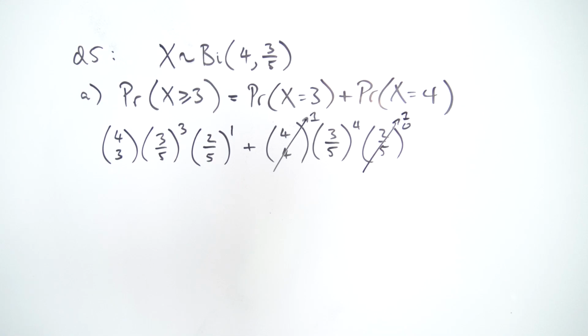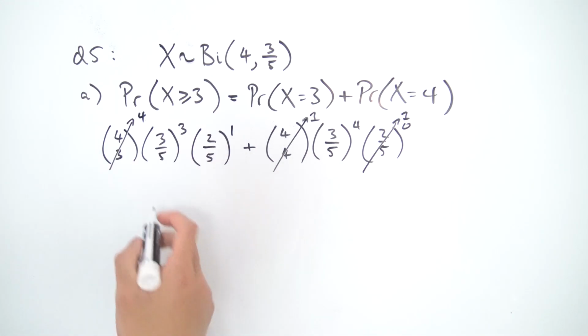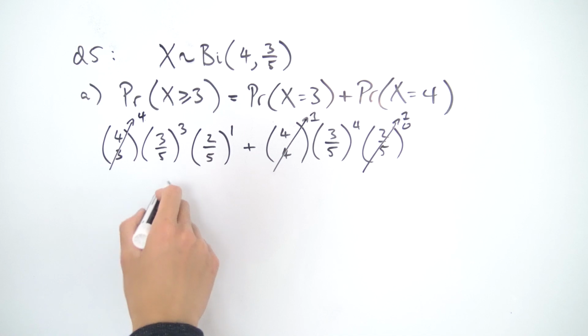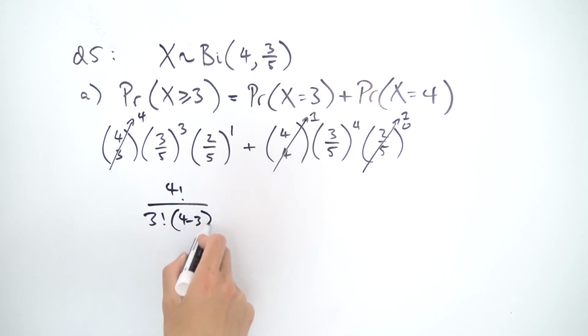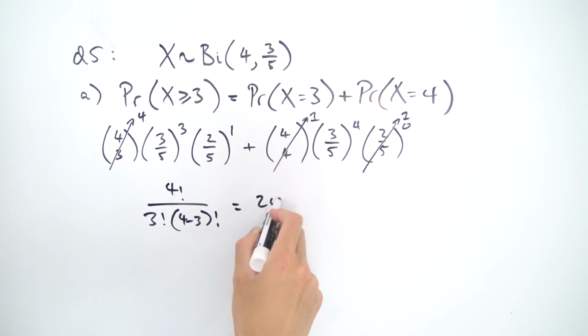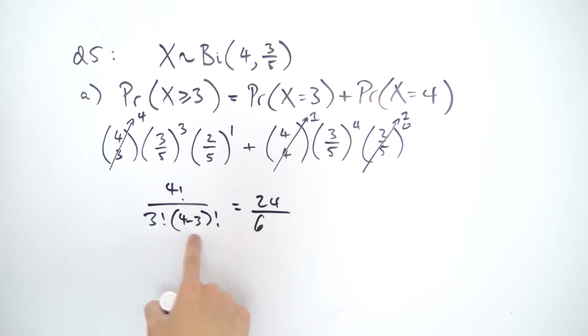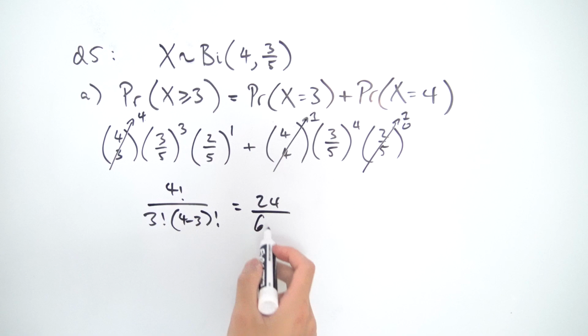And 4 choose 3, if you have 4 things and you're trying to find the number of ways to choose 3 things, well, there's 4 ways to do it. And you can confirm that for yourself by using the nCr formula, so that's 4 factorial over 3 factorial times 4 minus 3 factorial. 4 factorial is 24, 3 factorial is 6, 4 minus 3 is 1, 1 factorial is 1, so 24 divided by 6 is indeed 4.